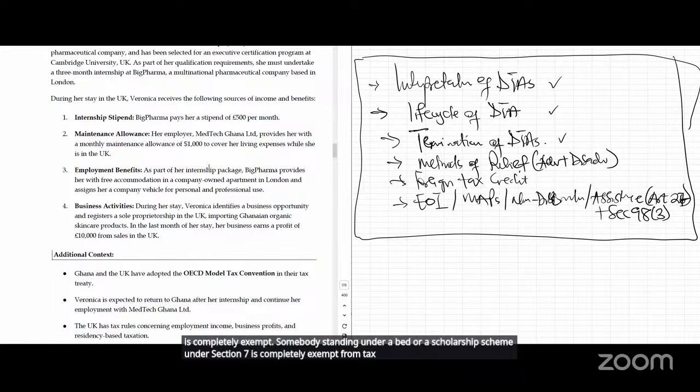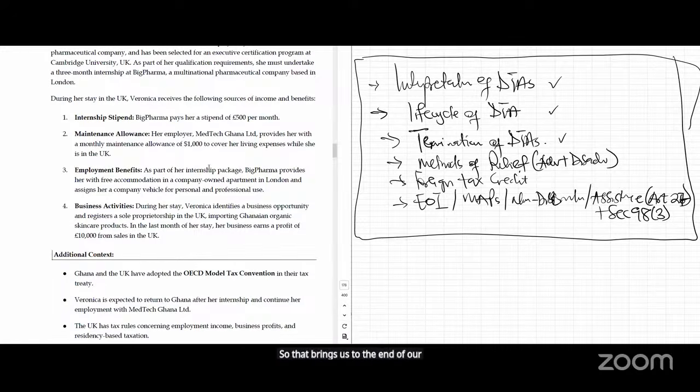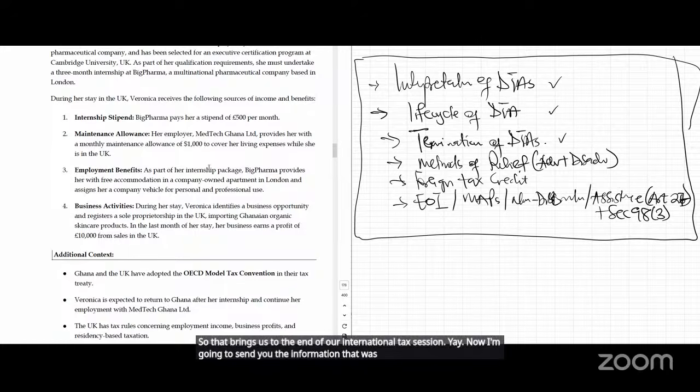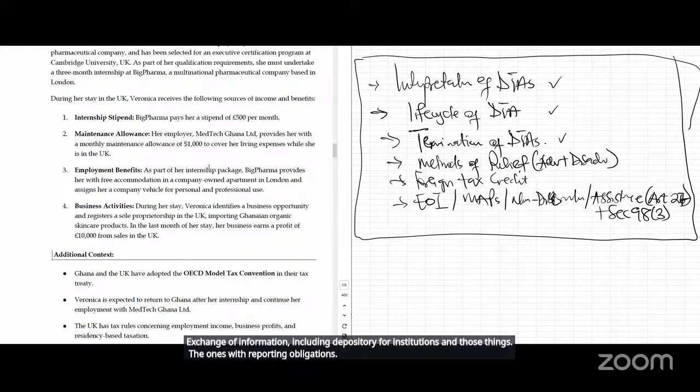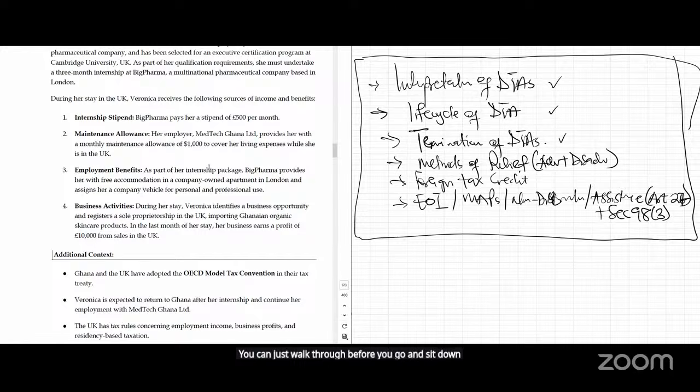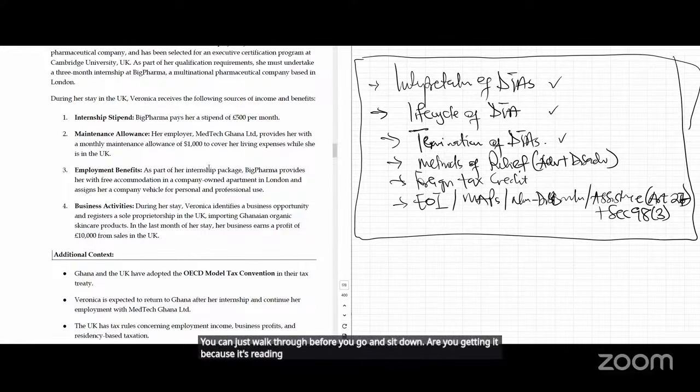So that brings us to the end of our international tax session. Yay! Now, I am going to send you the information that was required for the interpretation of DTAs, for the exchange of information, including depository for institutions, the ones with reporting obligations, right? The assistance in collection of taxes, and then diplomatic mission. So I'll send you those ones. Then early in the morning, you can just walk through before you go and sit down, because it's reading, I mean, it needs to be fresh in your head.